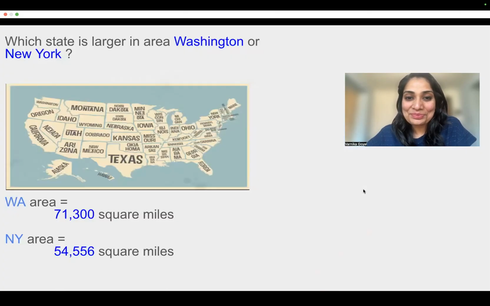Let's find out. What if you and your friend are living in Washington and New York, and you both start discussing and want to find out which state has a larger area? Well, you know they are big numbers, but you do not know how to compare. But we can easily find out once we learn the comparison.